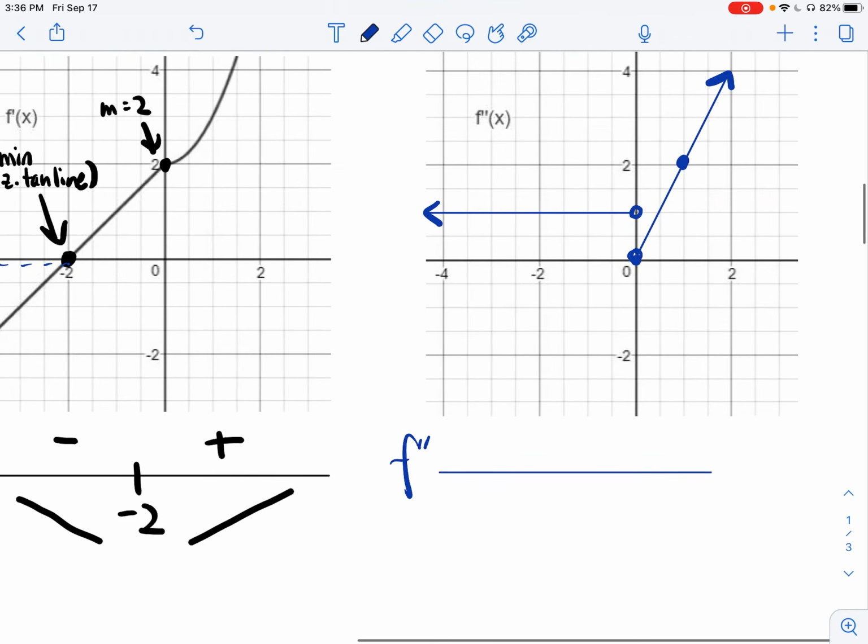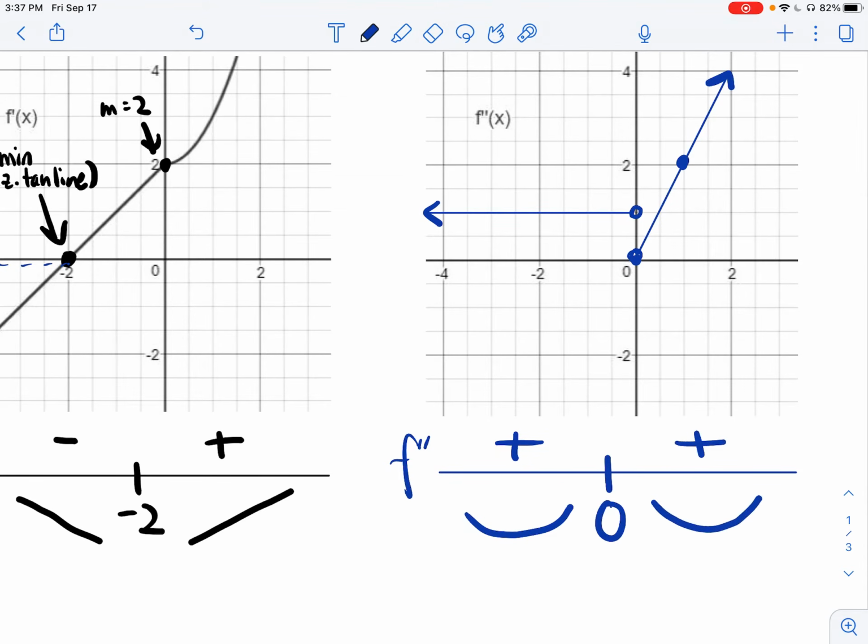But now looking at this f double prime graph, let's look at what's going on here. From negative infinity up until 0, which is a possible inflection point, we see that our second derivative is positive here. Therefore, it's concave up. If our second derivative is positive, then it's concave up in this interval. From 0 to positive infinity, we see that our second derivative is still positive. So there are no inflection points here in this graph. Because there were no points where the second derivative changed signs, there are no inflection points. This graph is always going to be concave up.